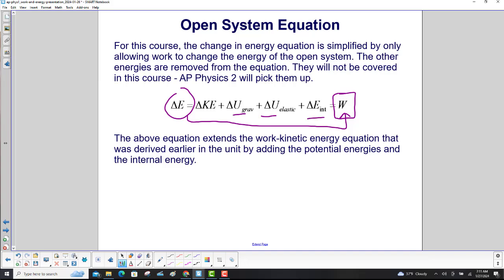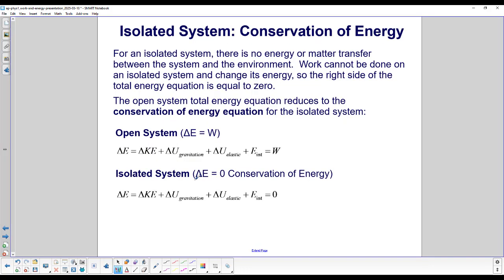For an isolated system, there is no energy or matter transfer between the system and the environment. Work cannot be done on an isolated system and change its energy, so the right side of the total energy equation is equal to 0. The open system total energy equation reduces to the conservation of energy equation for the isolated system.